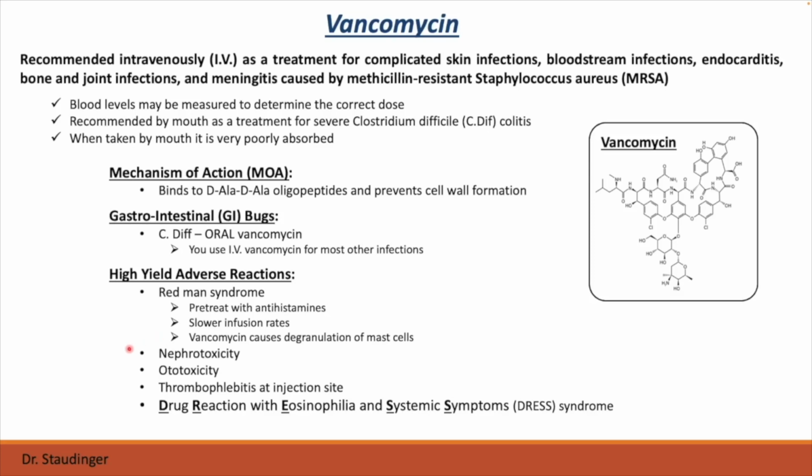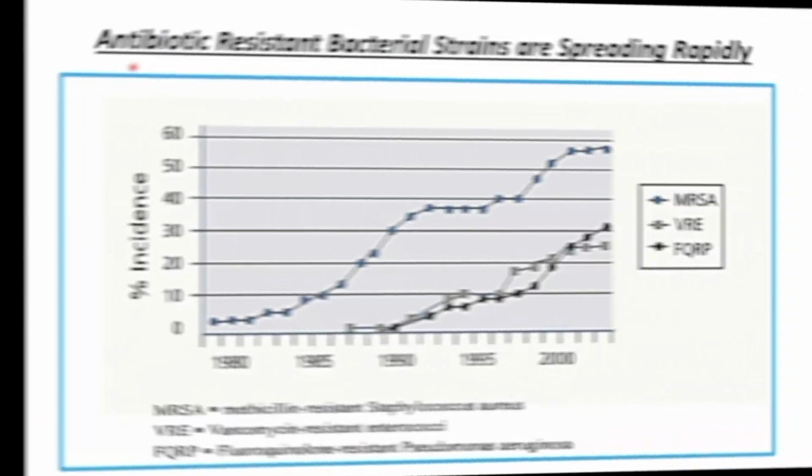Other high-yield adverse reactions for vancomycin include nephrotoxicity, ototoxicity, thrombophlebitis at the injection site, and so-called DRESS syndrome, which stands for drug reaction, eosinophilia, and systemic symptoms.